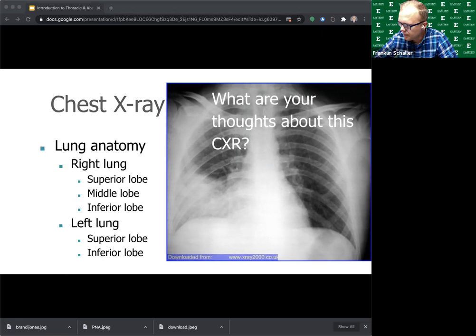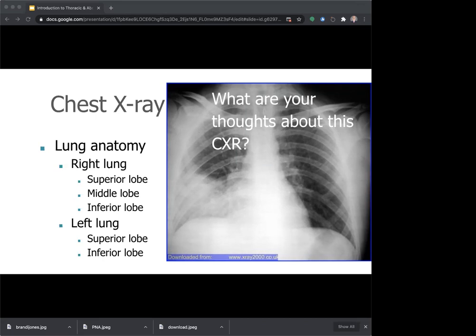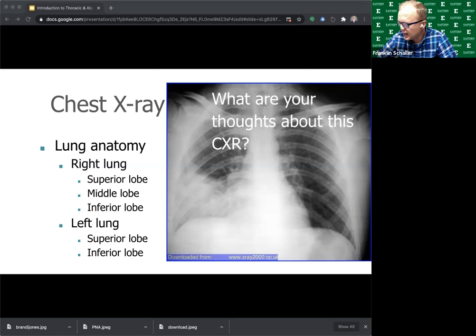Looks like Tina thinks there's some opacity in the right lobe. Which lobe would you say, Tina? Give me one second. I would go with either middle or lower. Lower? Yep, that's correct. So there is a pretty obvious opacity in the right lower lobe there.